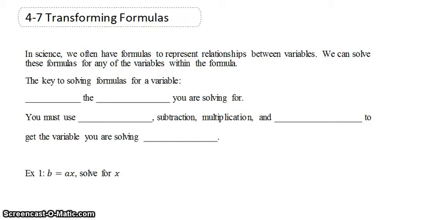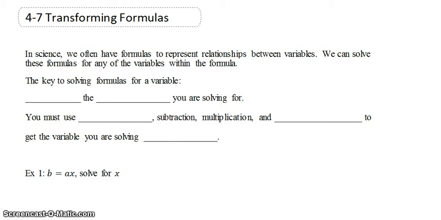Alrighty, so we're on to 4.7, which is transforming formulas. Super simple because we've done a lot of this before, but instead our formulas are only involving variables, and when we solve for something, we normally have some numbers in there. So don't let all the variables confuse you. You still solve for that variable, and you would just like you would solve any other equation.